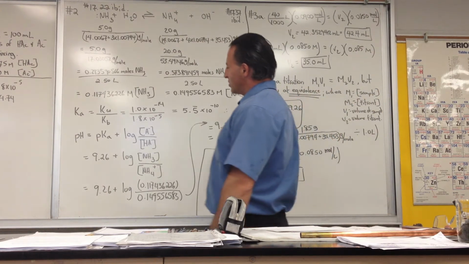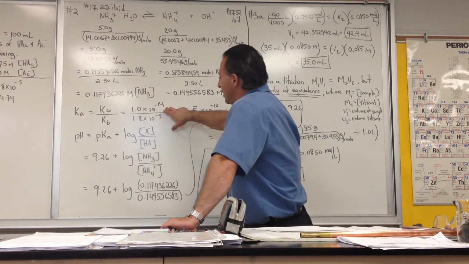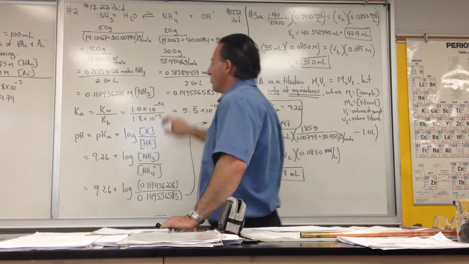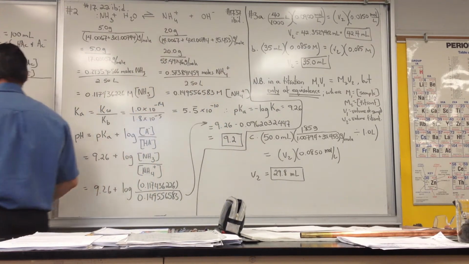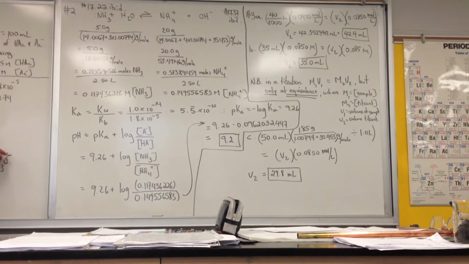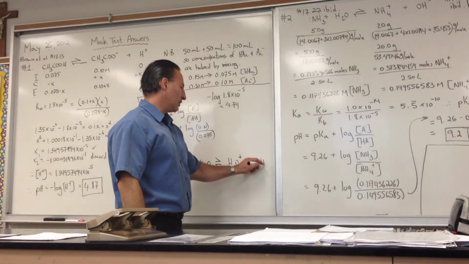Okay, the 1.0 times 10 to the minus 14 is the autoionization constant for water at 25 degrees Celsius. This number comes from the fact that water undergoes autoionization. Two water molecules collide. You can imagine that one of them will pull a proton off of the other one. You'll get a hydronium ion and a hydroxide ion.